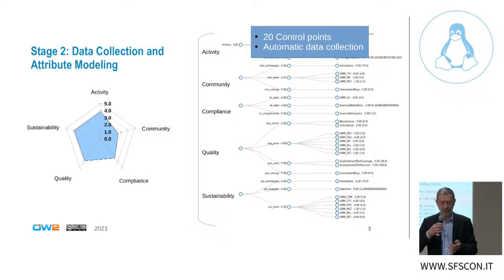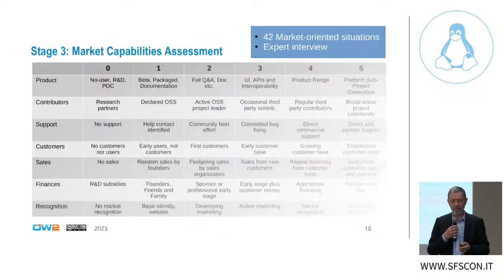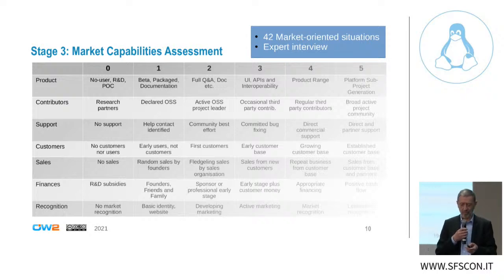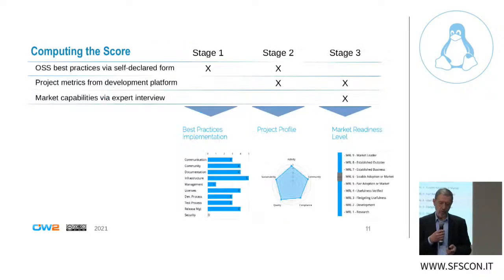And then the third stage is another angle. It's a market capability assessment that is established through an expert interview. And we check the position of the project against 42 market-oriented situations, all organized in 7 categories. So all in all, we have some 100 control points to establish the score.